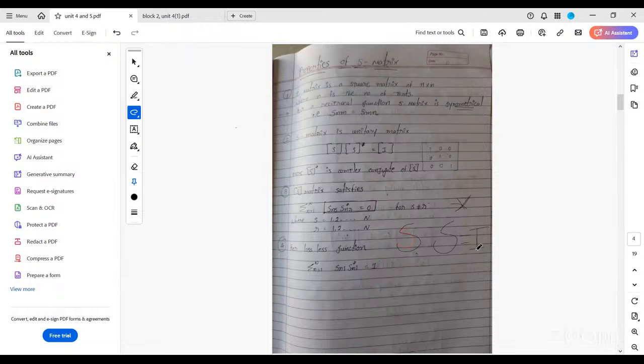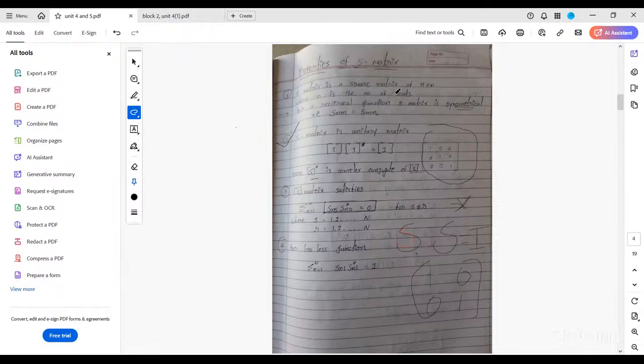If it is 2 by 2, the identity matrix is 1, 0, 0, 1. Suppose it is a 3 by 3 matrix: 1, 0, 0, 0, 1, 0, 0, 0, 1. So, the matrix and complex conjugate matrix together are equal to the identity matrix. This is the first property. What is written here? The S matrix is a unitary matrix.